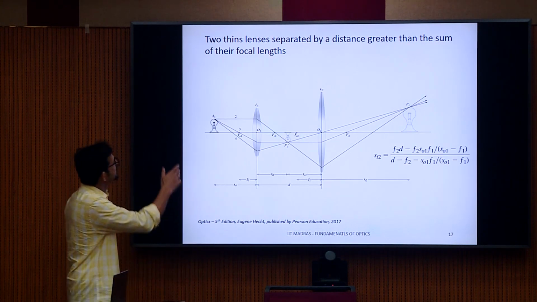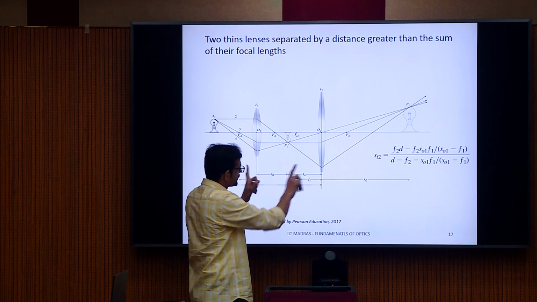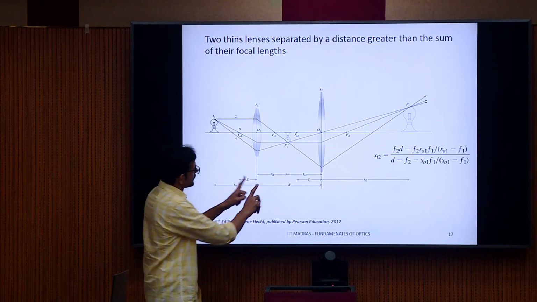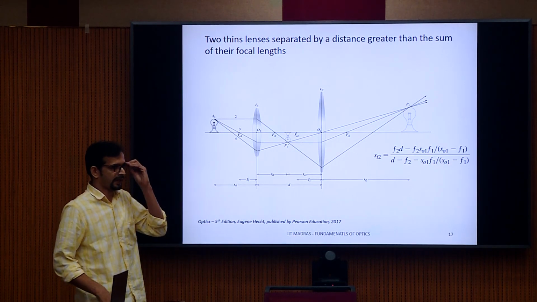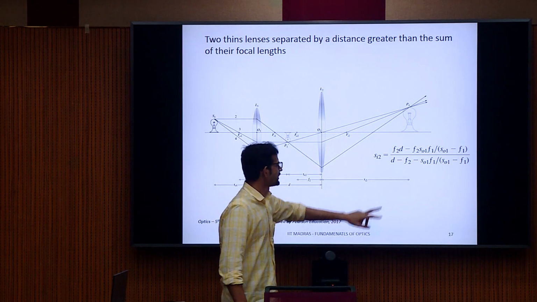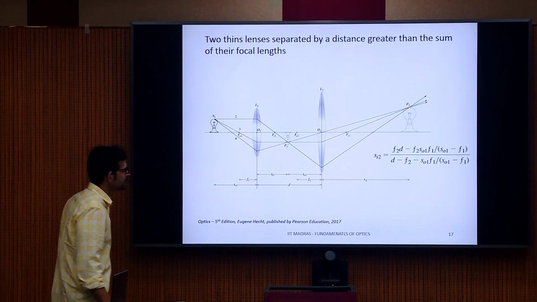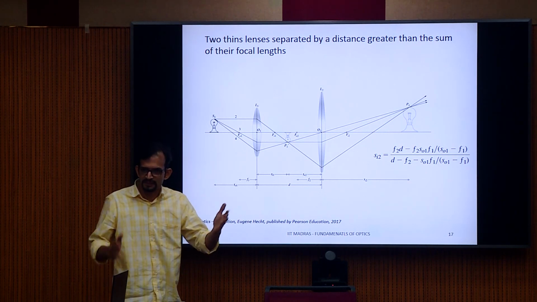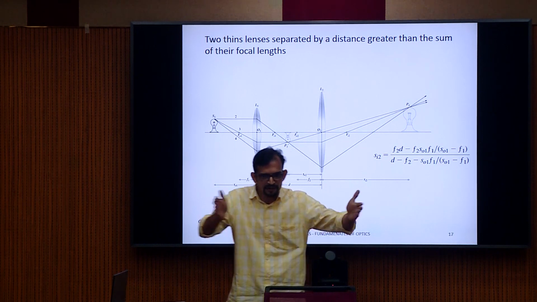Yeah. So let us see how it works when we place them separated in such a way that the separation is higher than the sum of their focal lengths. Then you get an image. And the calculation, it's very easy to do. So now we have seen the difference of what happens when you place them together and apart.